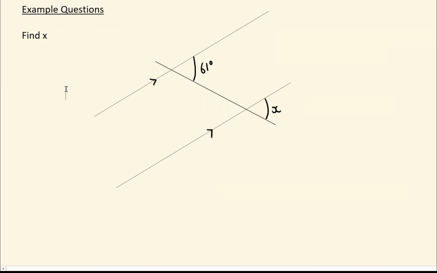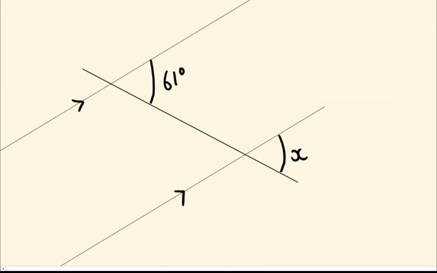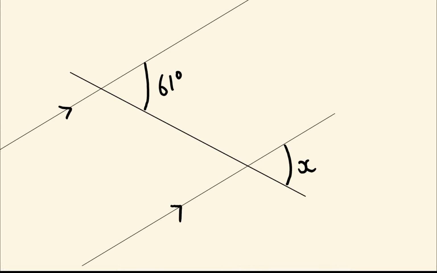So first question, fairly basic. If we zoom in, we can see if I basically shift this angle down, right now it's on the right hand side of this cross. If it goes down to the other parallel line on the right hand side, these two angles must be exactly the same. So here x must be 61 degrees.